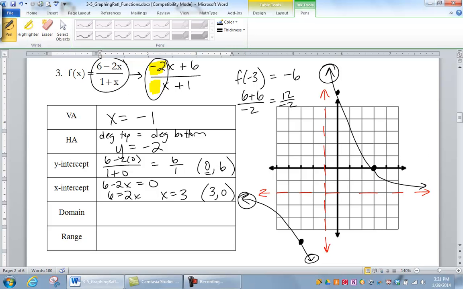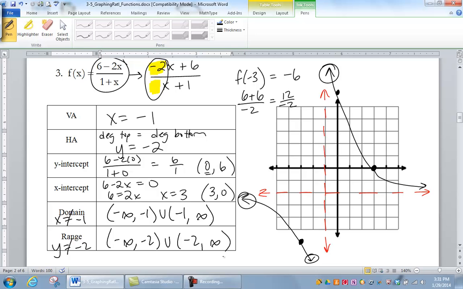Domain and range: everything for all the x values except where's our vertical asymptote? -1. So -infinity to -1 and -1 to infinity. And then our y values, everything except -2. So -infinity to -2 and then -2 up to infinity. And that's our domain and range.